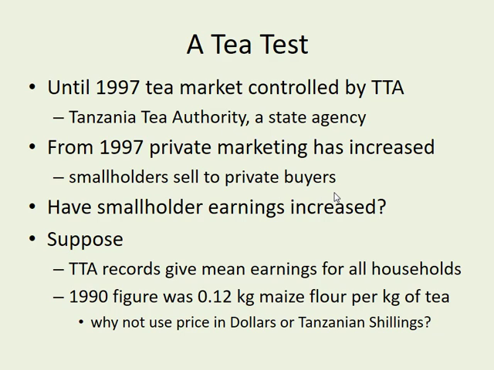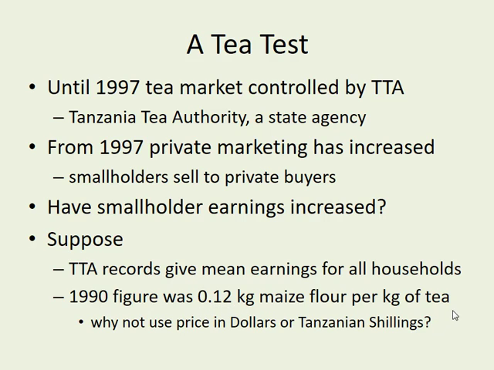Of course, the question for us, looking back on this many years later, is, has this helped the smallholders? Have they earned more? Now let's suppose we have some records where the Tanzanian Tea Authorities give us the exact mean earnings for all households back in 1997. Sorry, 1990, looking back a bit. And for all the households in those areas, because they have all the data, the TTA can tell us that the 1990 figure was 0.12 kilograms of maize flour was needed to buy a kilogram of tea.